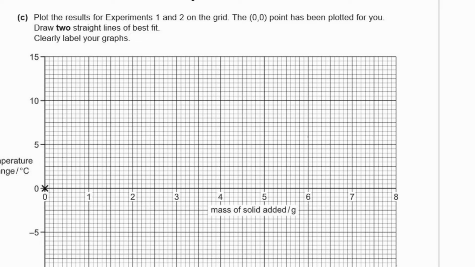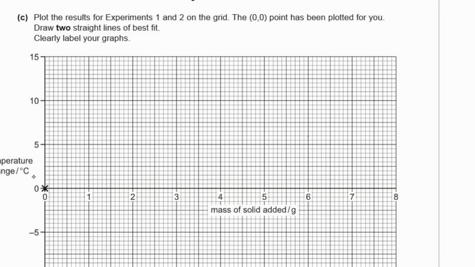C. Plot the results for experiments 1 and 2 on the grid. The 0, 0 point has been plotted for you. Draw 2 straight lines of best fit and clearly label your graph. Okay, so this graph is quite straightforward. They have already labeled the axes. You don't have to worry about that. The only thing you have to worry about with the axes is how much each little square is worth.